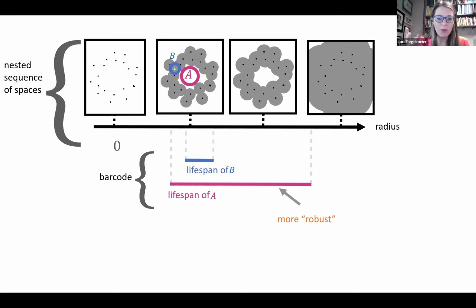Okay, so what we want to do is go beyond the barcode and really understand not just the length of a feature and how long it persists, but rather something geometric about that feature. And so we want to dive into cycle representatives.